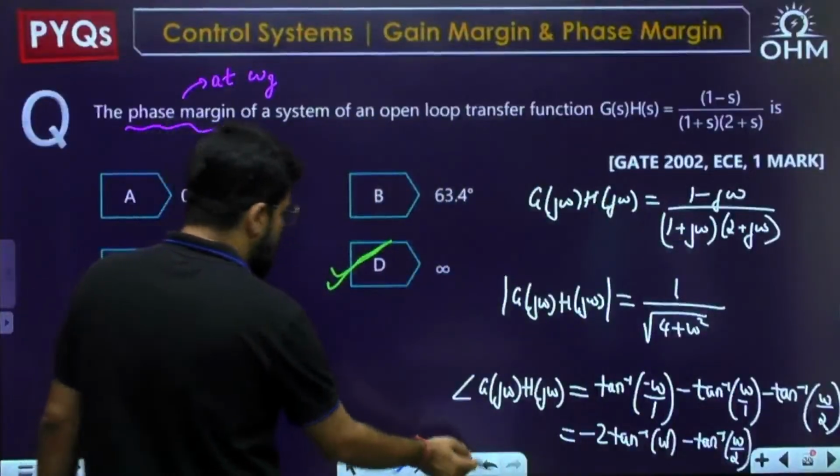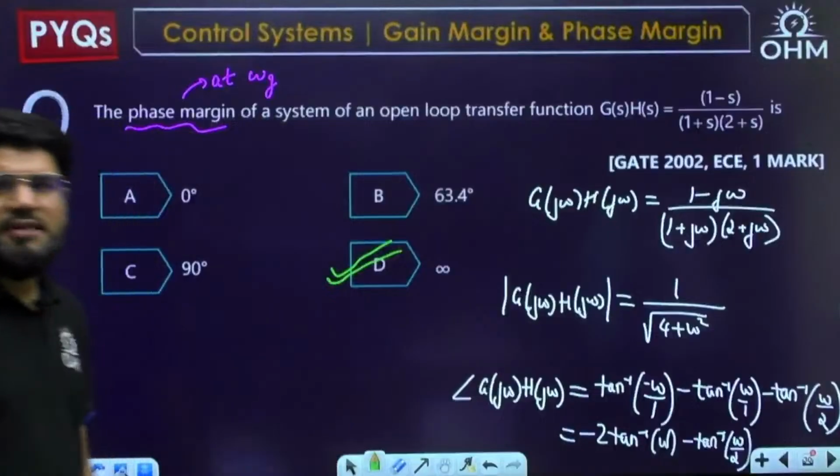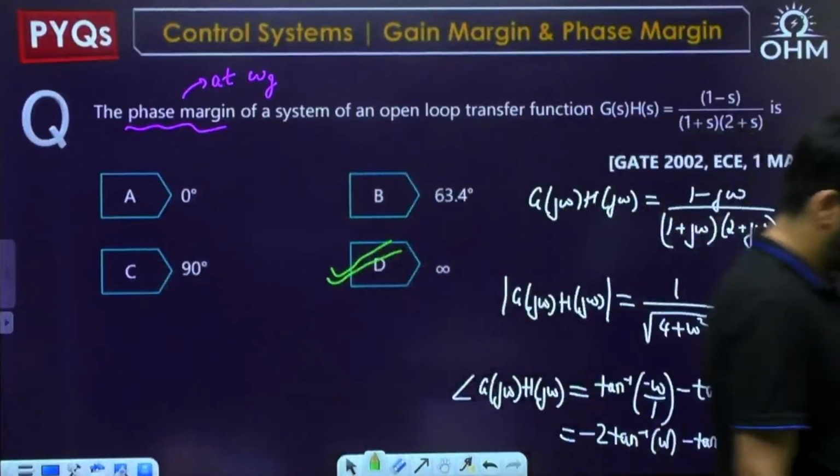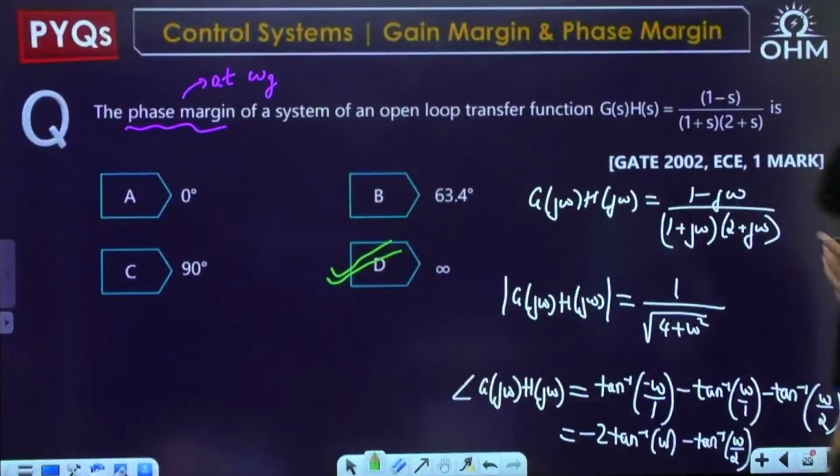As I've explained through the complete Nyquist plot analysis, the answer is infinity. Option number D.